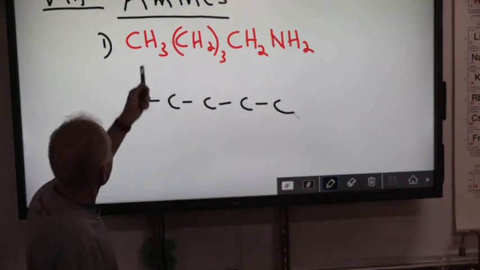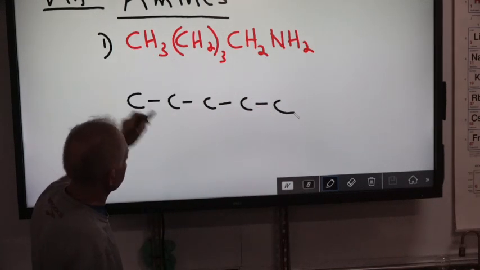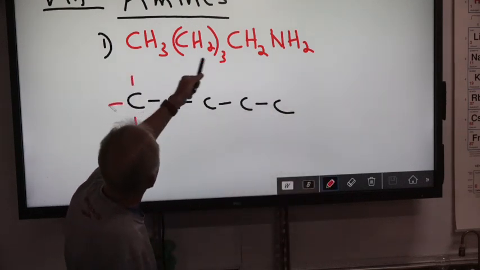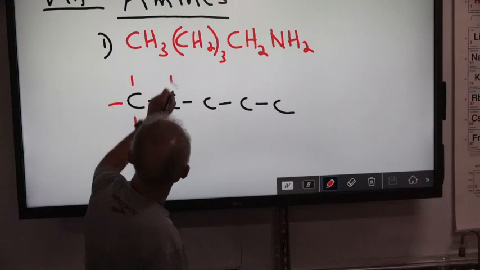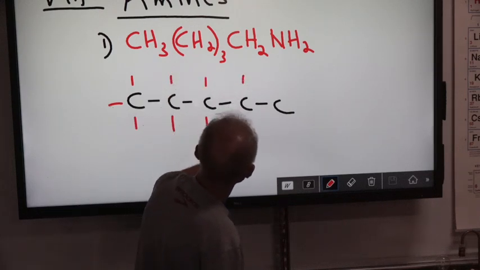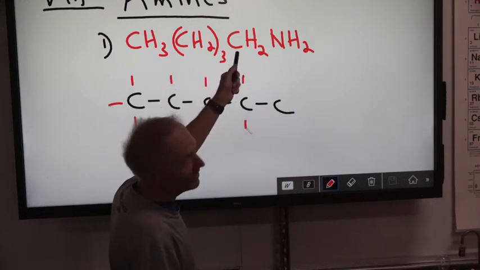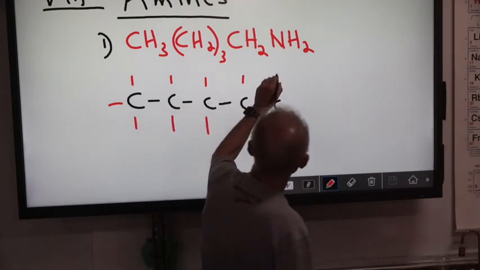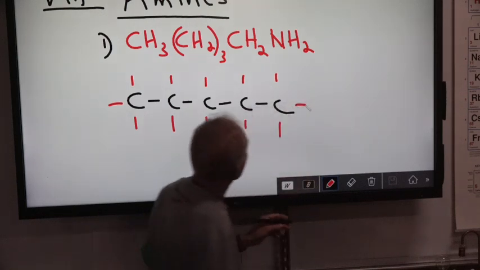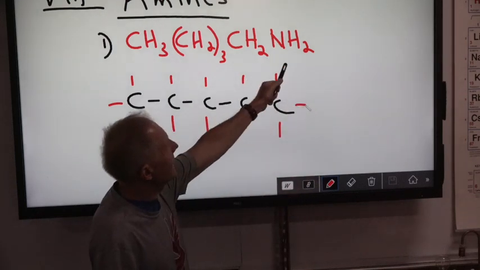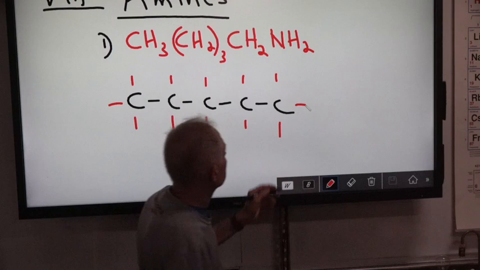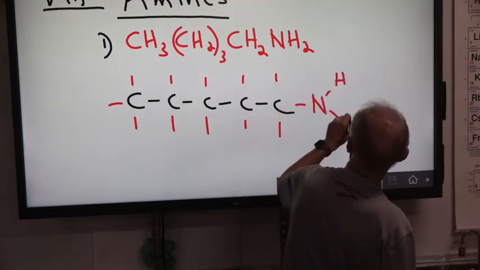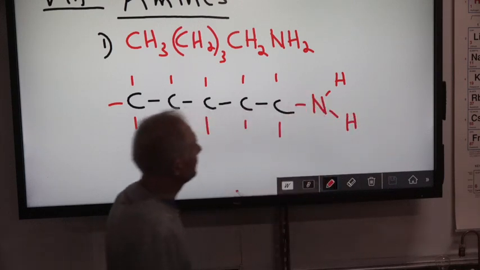All right, off the first carbon, we have three hydrogens. One, two, three. Off the next three carbons, there's two each. One, two, one, two, one, two. Now, off the last carbon, we have two hydrogens, and then we've got this weird NH2. So watch. N. That's what this thing looks like.